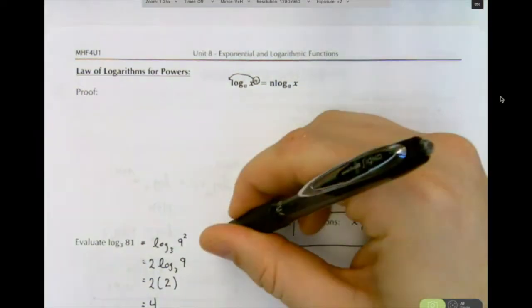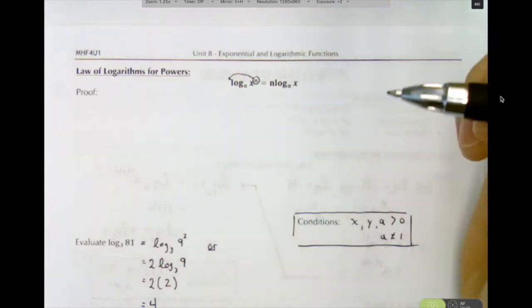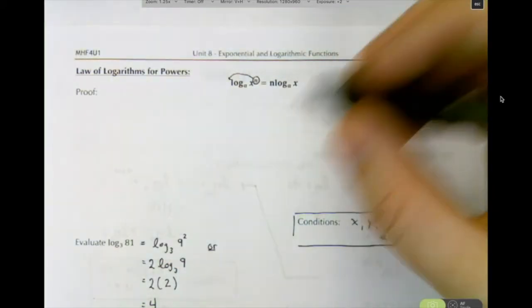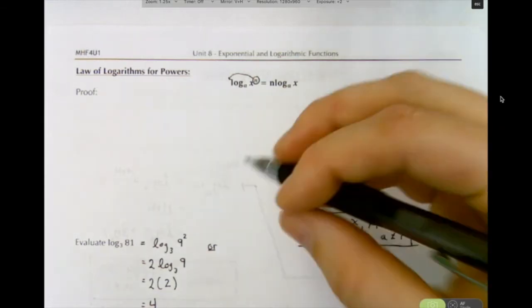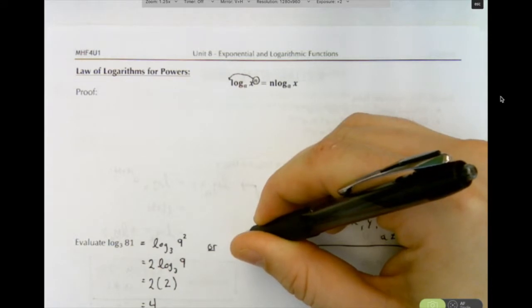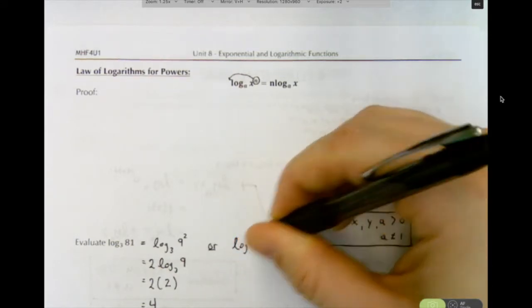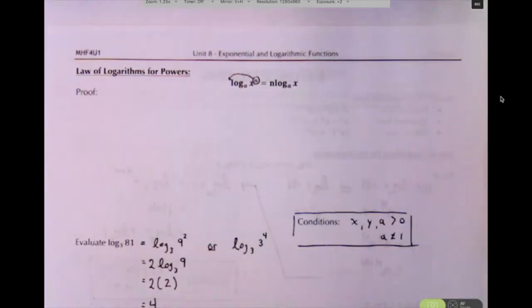Alternatively, you may have seen that 81 could be written as 3 to the exponent 4, and hence the answer would be 4. But let's apply the law of logarithms for powers and see if we can get the same answer. So we could rewrite that simply as the log of, instead of 81, 3 to the exponent 4. The log has a base of 3.